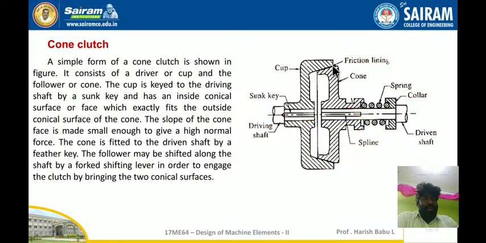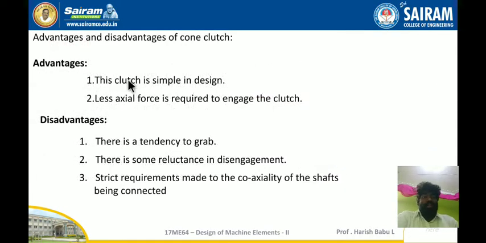You can see the friction lining in between the cup and the cone on both sides. This angle is called the face angle, and the total angle, that is 2 alpha, is called the cone angle. So what are the advantages and disadvantages of a cone clutch?